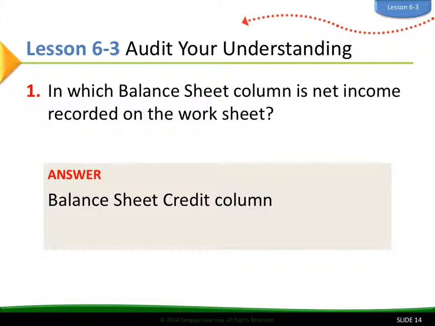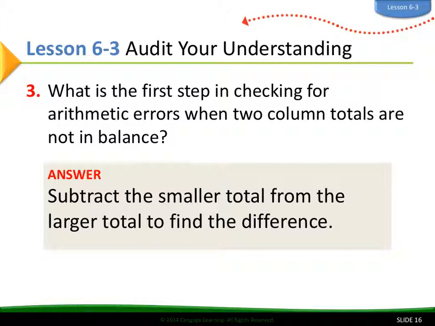Okay, in which balance sheet column is net income recorded in the worksheet? That would be the balance sheet credit column. In which balance sheet column is net loss recorded in the worksheet? The balance sheet debit column. What is the first step in checking for arithmetic errors when two column totals are not in balance? Subtract the smaller total from the larger total to find the difference. That is information that is on pages 173 and 174. Read it.